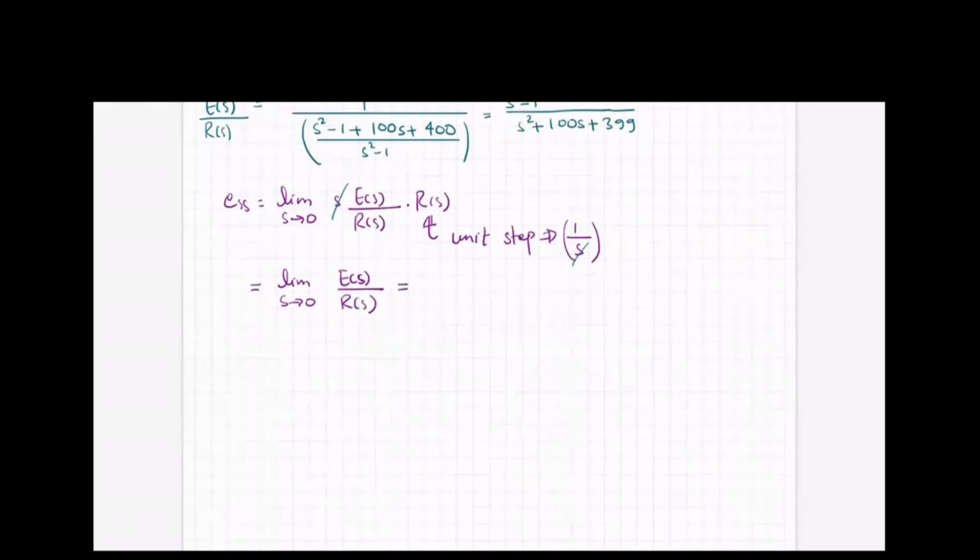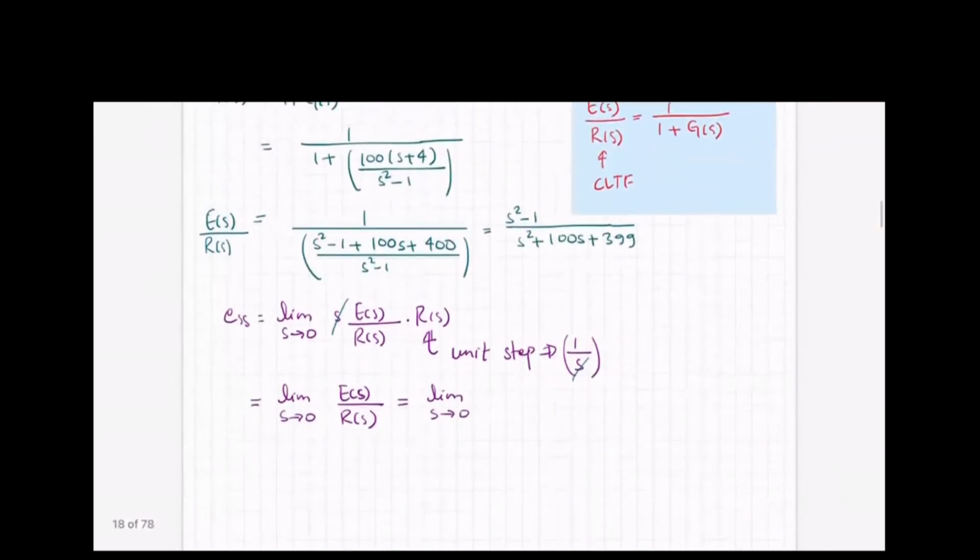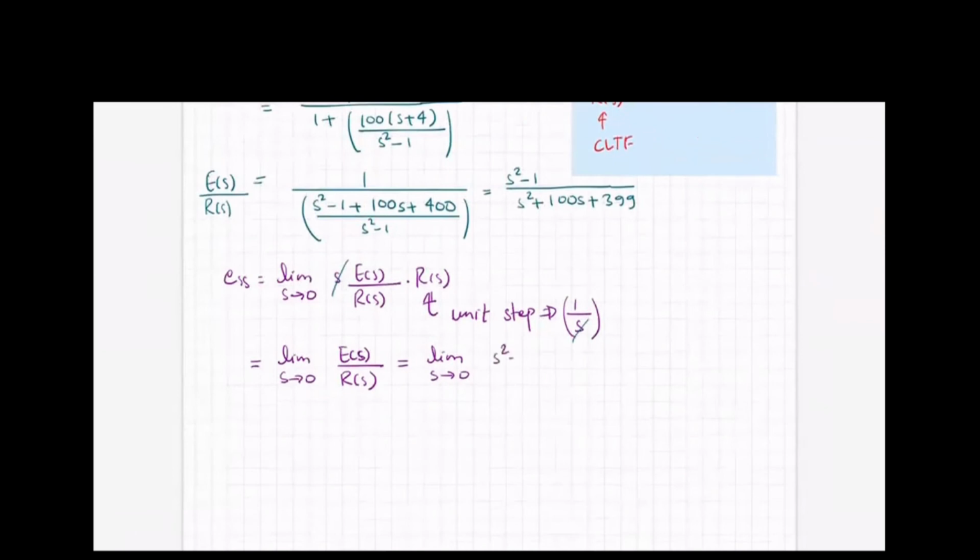Okay, so that is interesting. I can simply write the limit as S tends to 0 of E of S over R of S, which is S squared minus 1 over S squared plus 100S plus 399. If you put the value of S to 0, we can see this is 0, this is also 0, this is also 0. So I will be left with only minus 1 divided by 399. So let's go ahead and do that. Minus 1 over 399 is going to be negative.